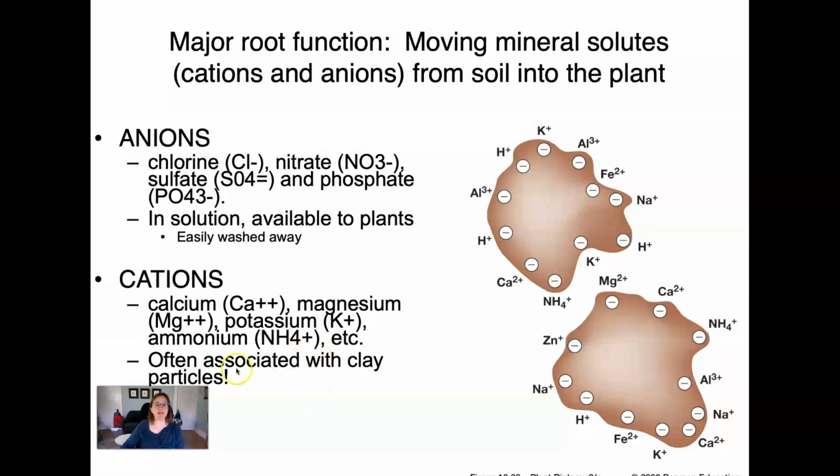All right, so one of the major root functions, obviously, is moving mineral solutes in the forms of cations and anions from the soil that the plant is hanging out in into the plant itself. So it turns out that the charge of the ion makes a big difference in how it behaves and how the plant needs to move those ions into the root.